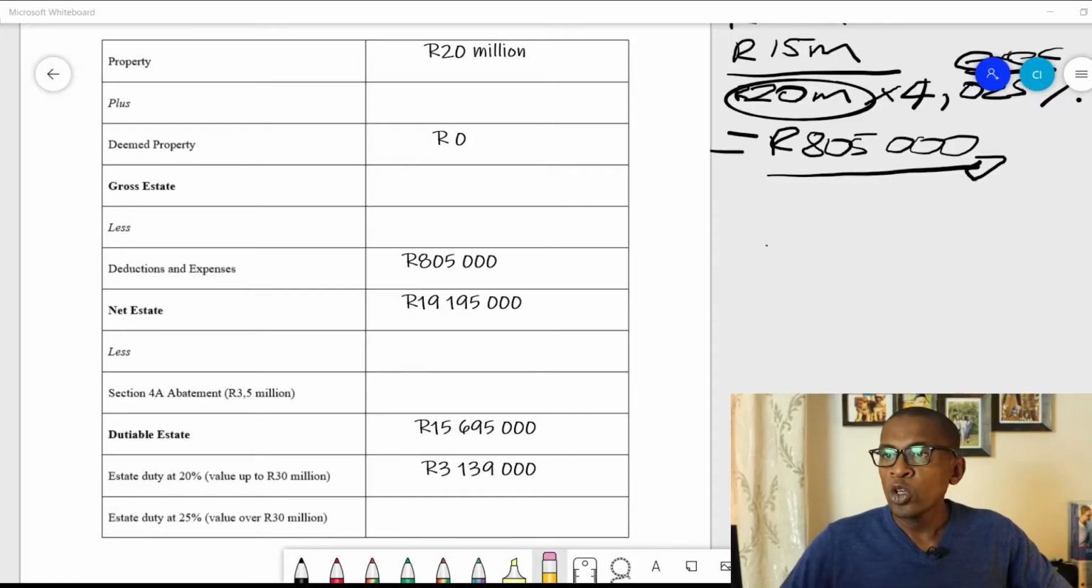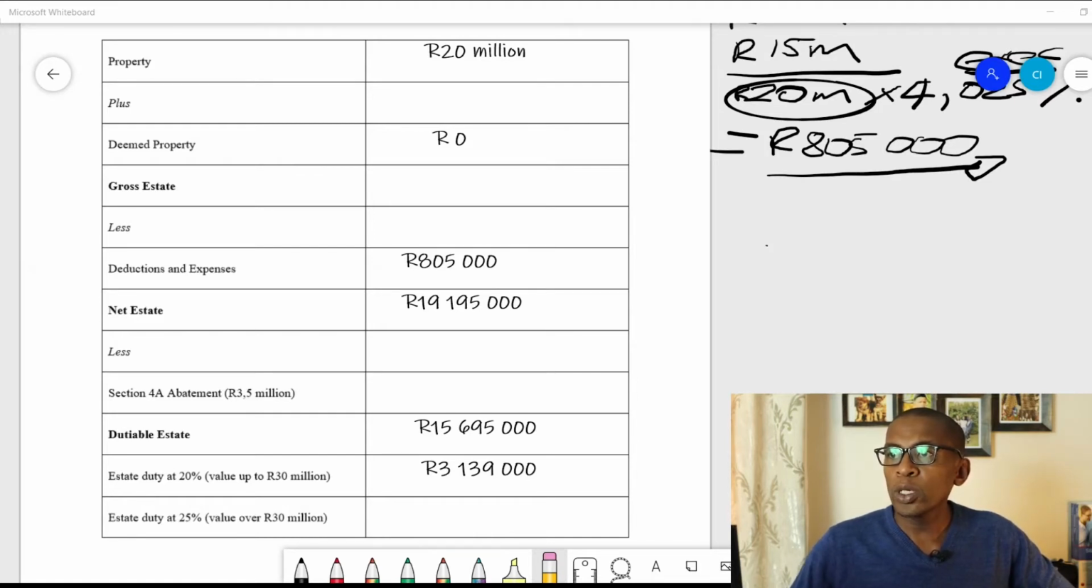Now comes something completely different. We've been focusing on executor's fees, but I'm just going to show you quickly how the executor's fees are relevant when you're calculating estate duty. Remember, in estate duty we are calculating the deceased's net estate. So things like executor's fees, which have been a burden to the estate because of the winding up, have to come off, because in terms of estate duty, we're trying to calculate the net value of the estate.